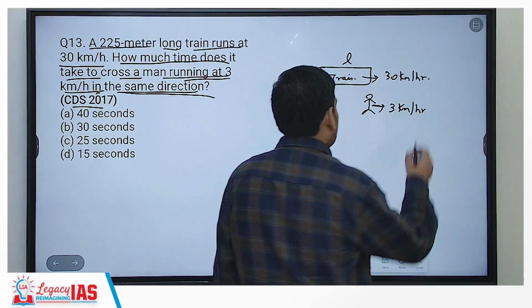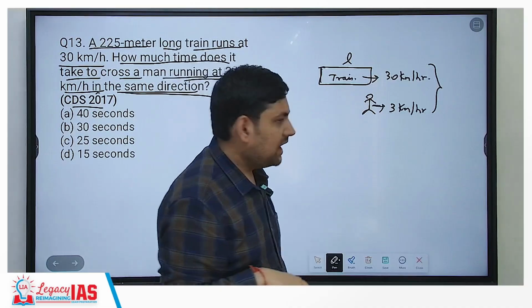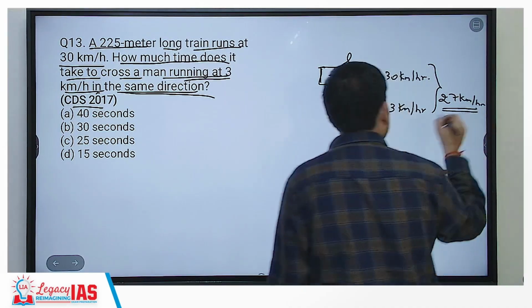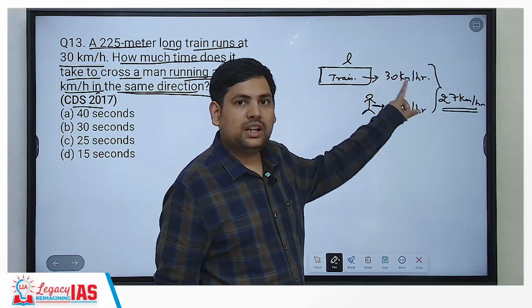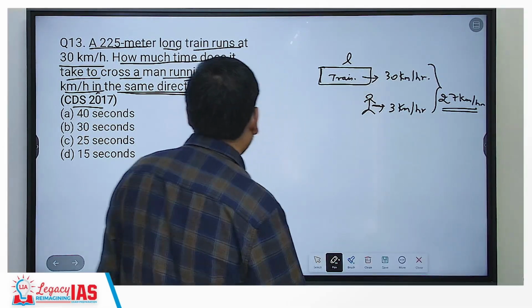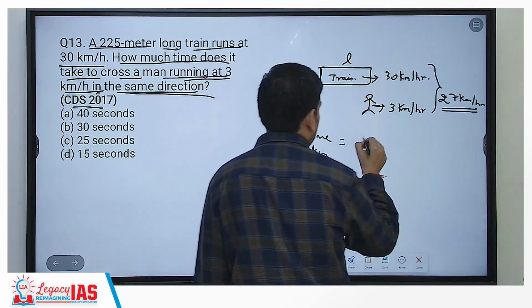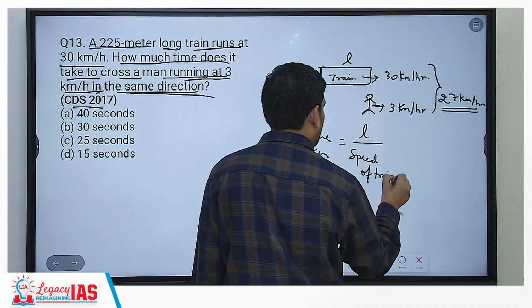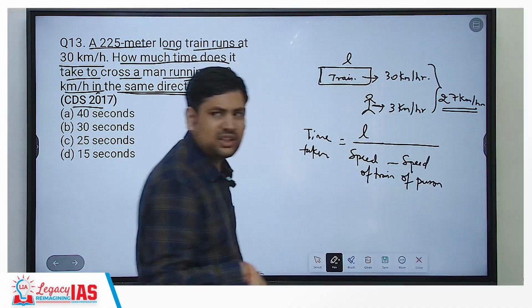So the relative speed of both of these, if they are moving in the same direction, will be 27 km per hour. Correct? Because they are moving in the same direction, it will be subtracted. So now this relative speed becomes 27 km per hour. It will help us cover this L length of the train. So time taken will be what? Time taken will be equal to L, that is the length of the train, divided by speed of train minus speed of person, or their relative speed directly.